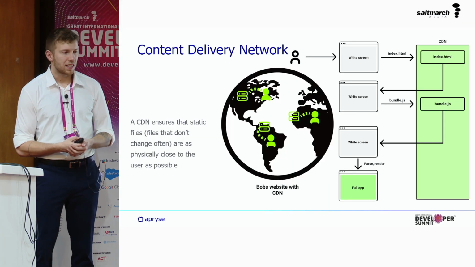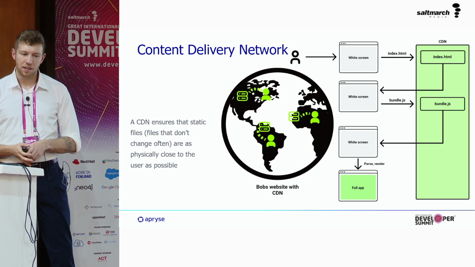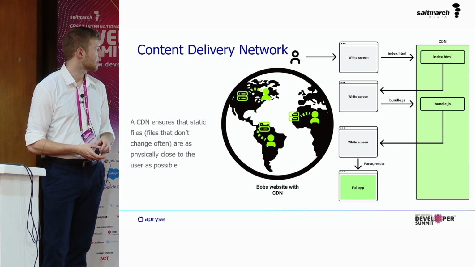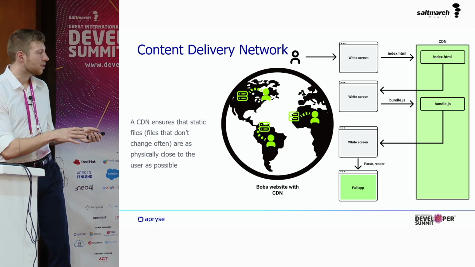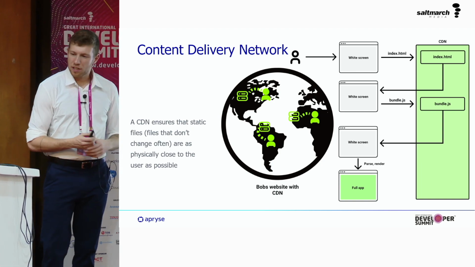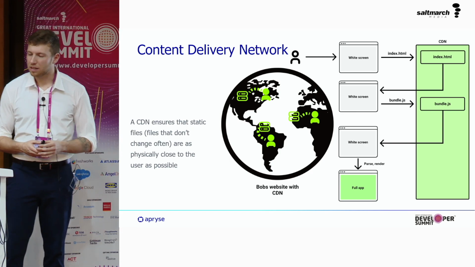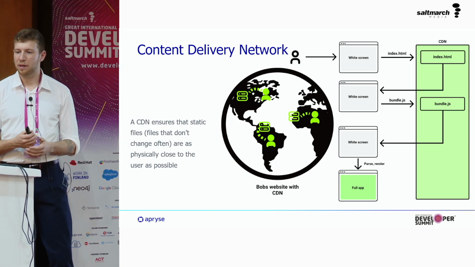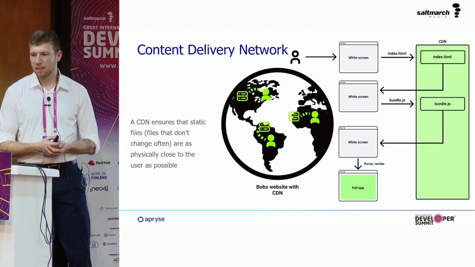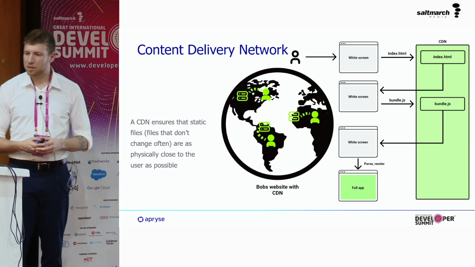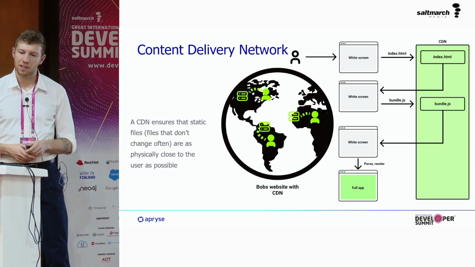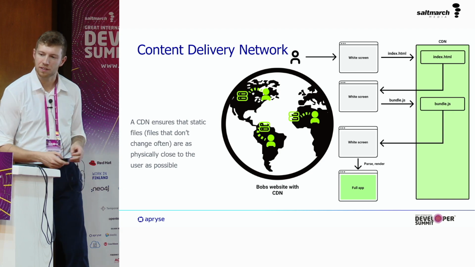Luckily, there's a very common solution to this problem called a content delivery network, or a CDN. And a CDN just ensures that your static files are distributed amongst the globe, and when your users request those files, they're always getting the ones that are physically closest to them. So this helps ensure that you have a consistent loading experience for everyone around the globe. Loading files from a CDN is the same as loading from a web server. It's just now we're loading files from edge servers around the globe.